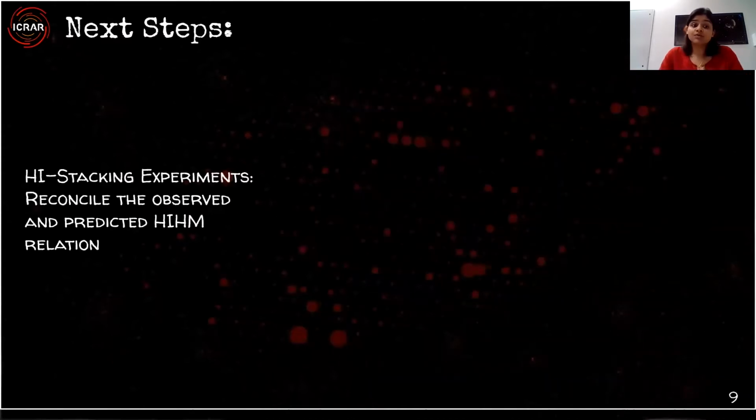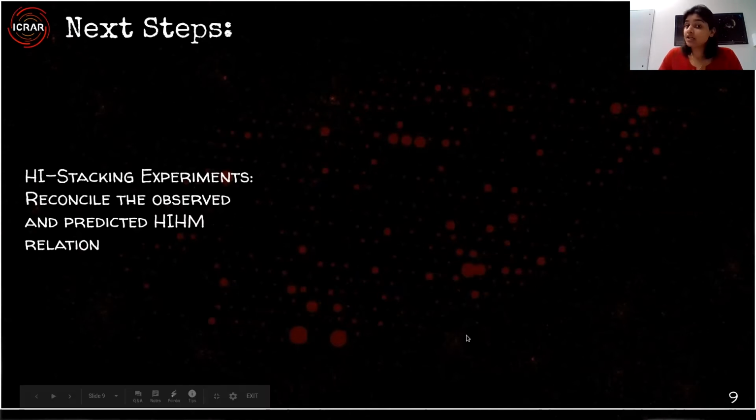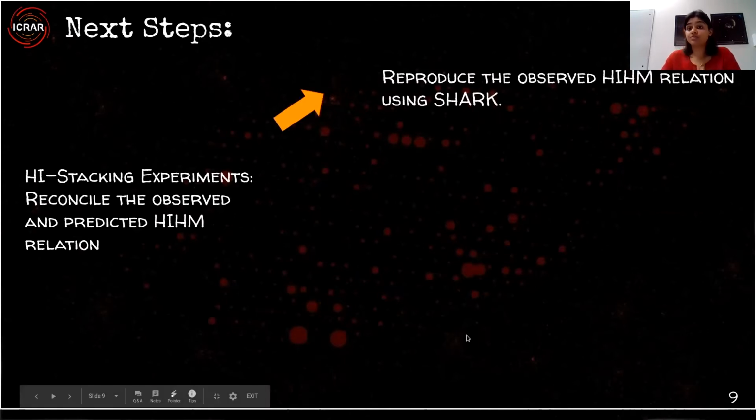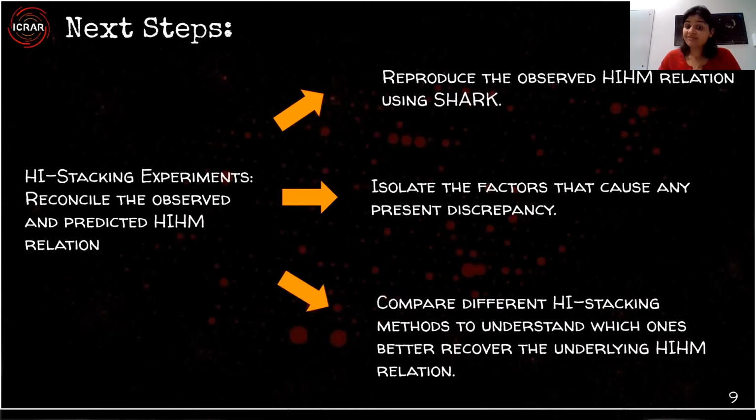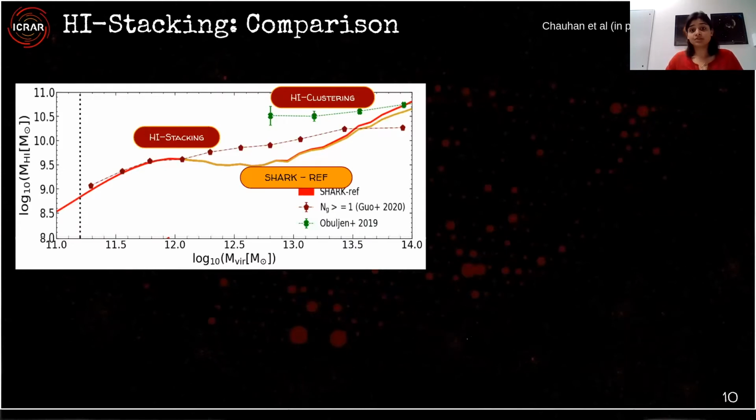So we thought of doing H1 stacking experiments to try to reconcile the observed and the predicted H1 halo mass relation, and to understand. In order to do that, we wanted to reproduce the observed H1 halo mass relation using SHORC. We wanted to isolate factors that are causing the present discrepancy. And finally, we wanted to also compare different H1 stacking methods to understand which ones are better at recovering the underlying H1 halo mass relation. So, back to the plot that I had shown a bit earlier in the presentation.